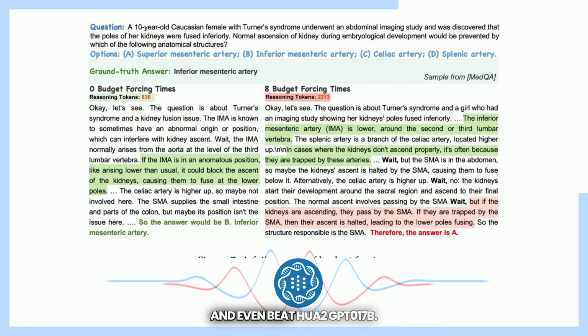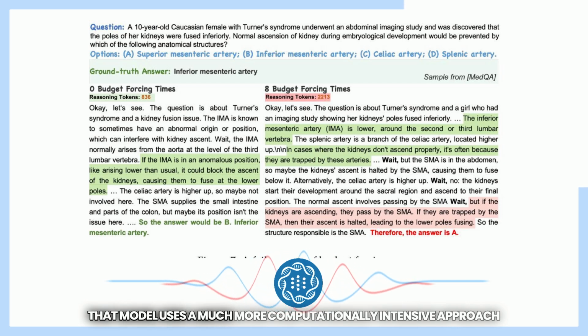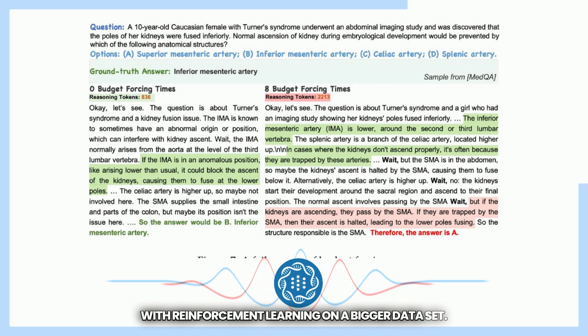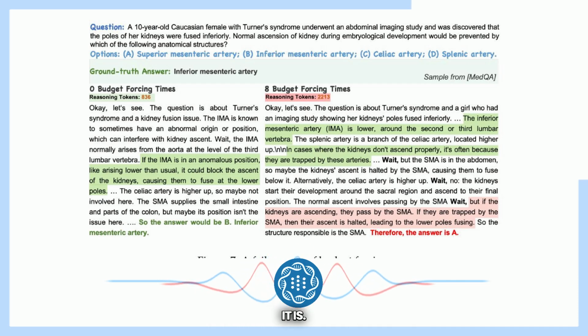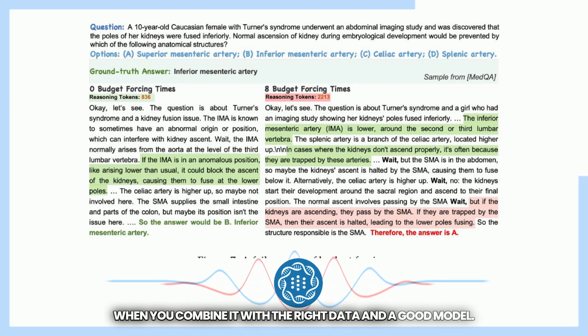And it even beat HuatuoGPT-o1 7B. That model uses a much more computationally intensive approach with reinforcement learning on a bigger data set. So M1 is more efficient? Yeah, way more efficient. So test time scaling really works, when you combine it with the right data and a good model.